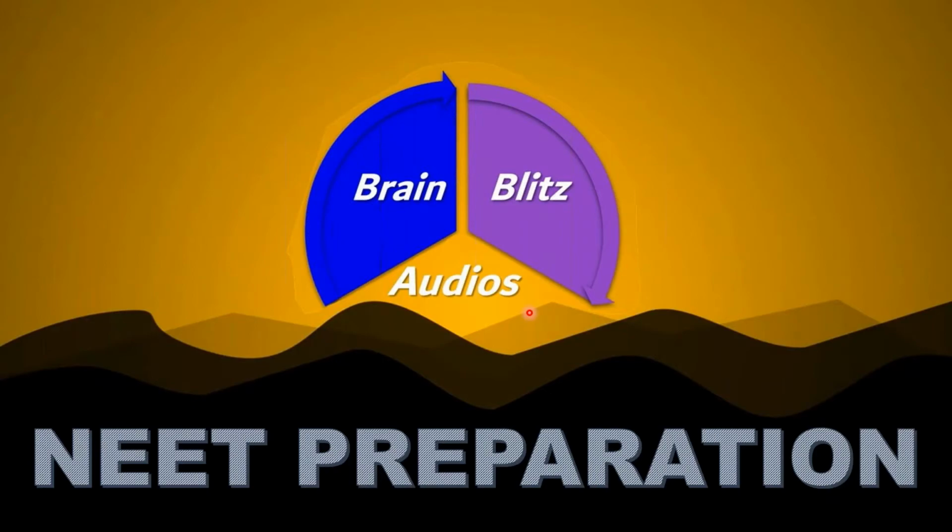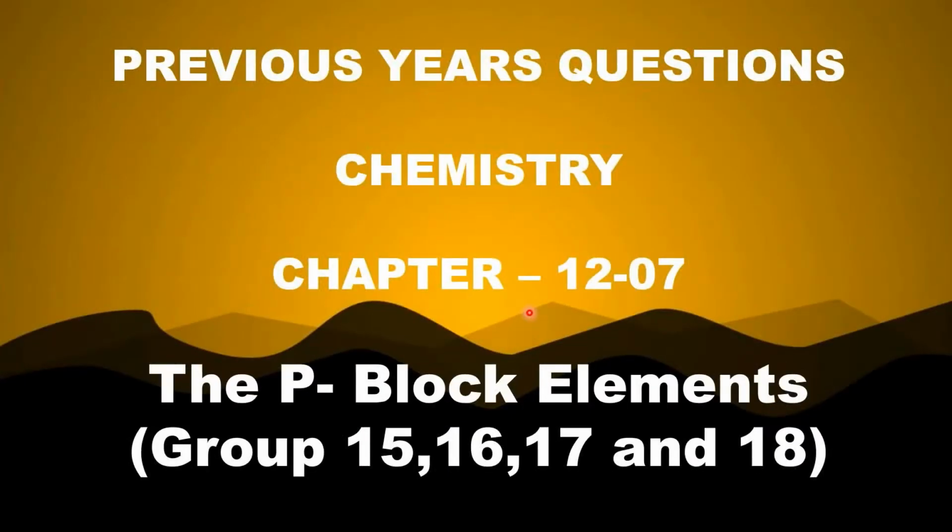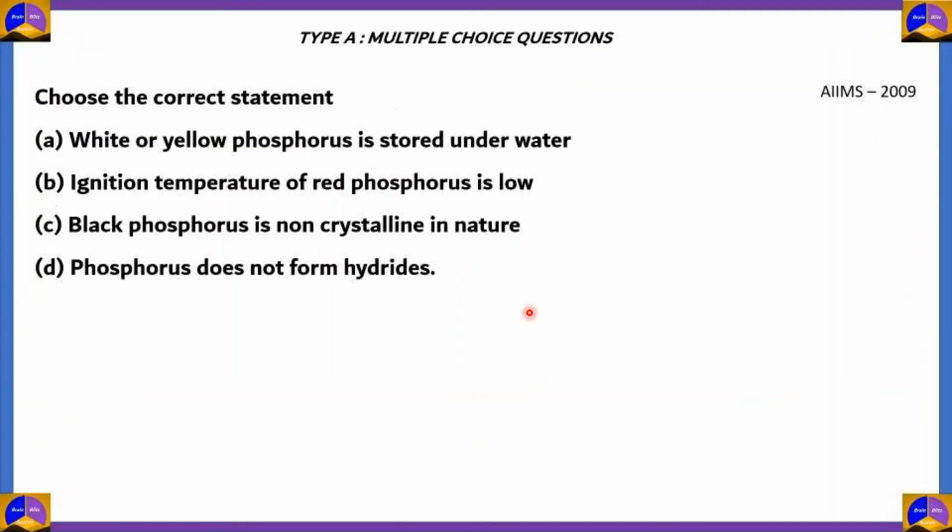Today, in this episode of NEET Preparation, we'll be looking at previous year questions of chemistry and medical entrance examinations in India. Today, we'll be dealing with the chapter, the P block elements. Now, this is the seventh chapter in the grade 12 syllabus for chemistry in CBSE. We'll be looking at group 15, 16, 17, and 18 elements in this chapter. This is a continuation of the same chapter of the same name in grade 11. Let's move on to our first question.